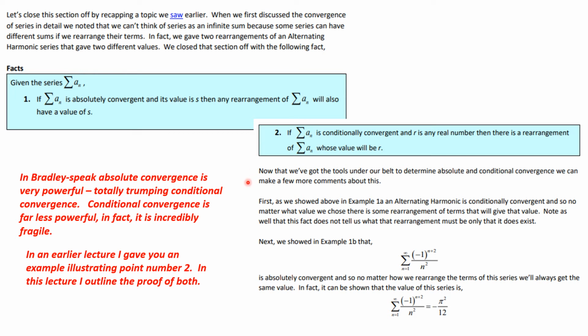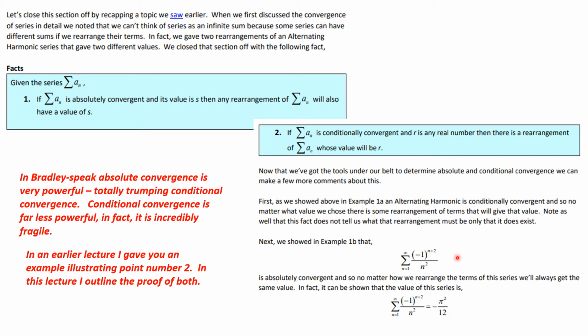Okay. Now that we have the tools under our belt, we can make a few more comments. First, we showed in an example earlier that the alternating harmonic series is conditionally convergent, and so no matter what value we choose, there's some rearrangement of the terms that will give that value, and we in fact illustrated that with an example. Note as well, this fact does not tell us what the arrangement must be, only that it does exist. It doesn't tell us what it is.